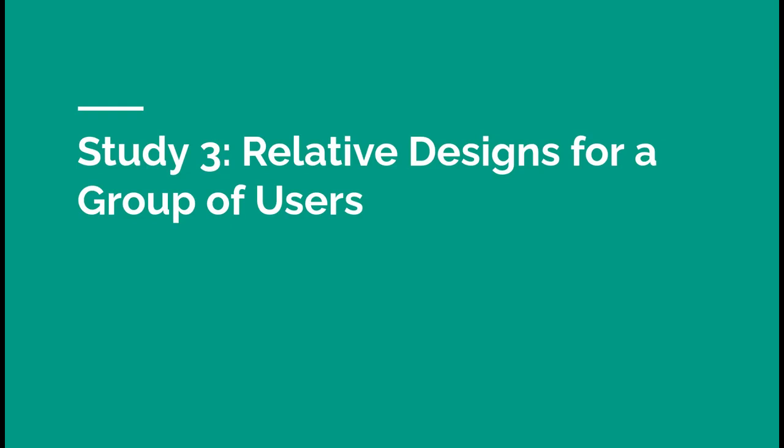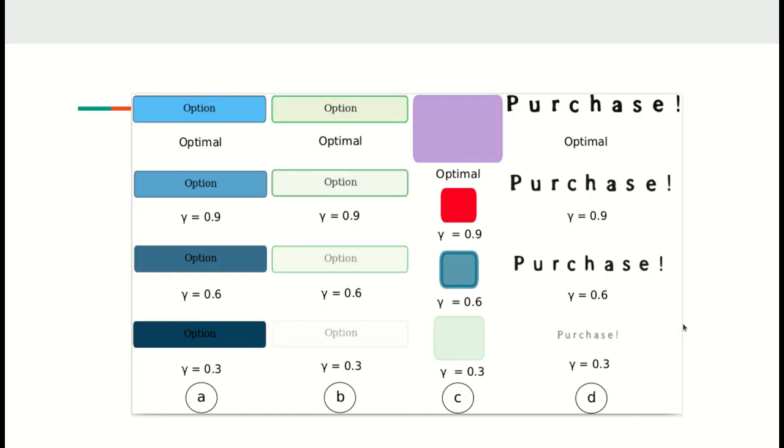In study 3, we focused on relative design acquisition for a new group of users by generating relative designs that could steer user performances for a group of individuals. So here are all the different types of relative and reference designs we generated for the 4 different types of tasks for a group of users, and we wanted to see if we could control their preferences as a population.